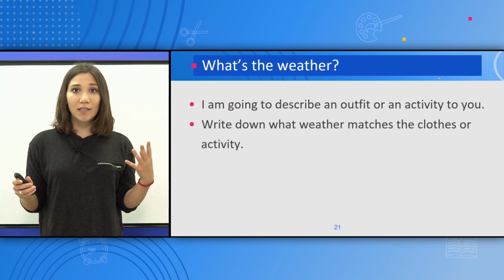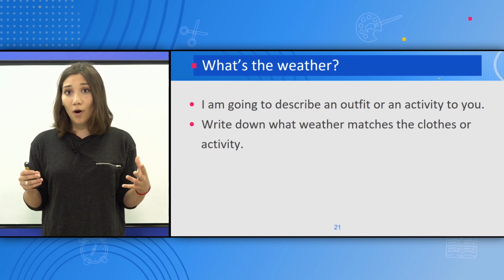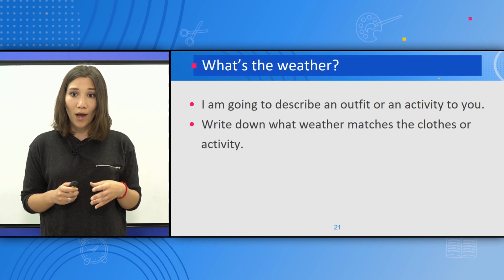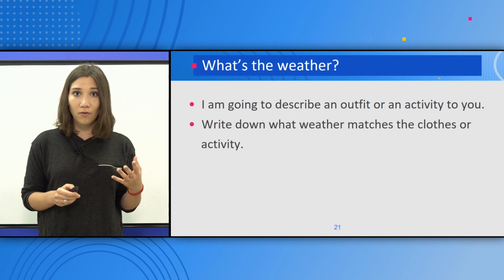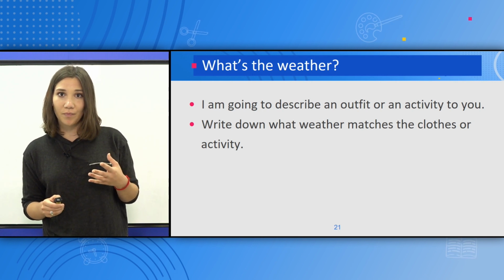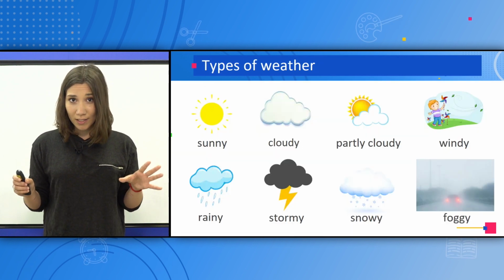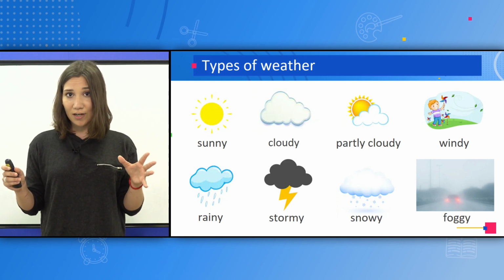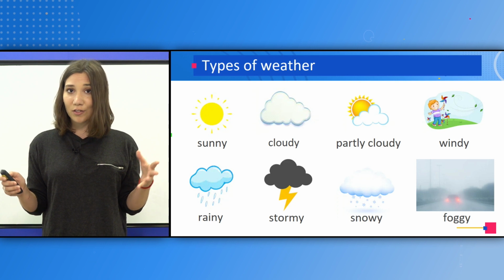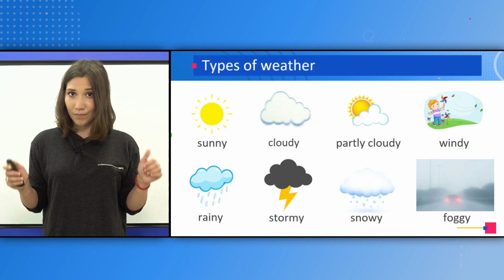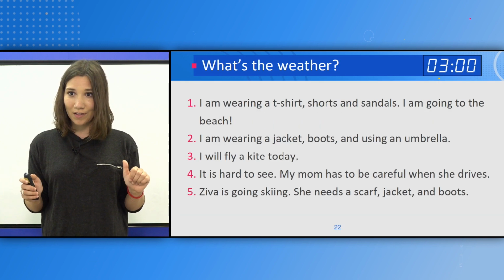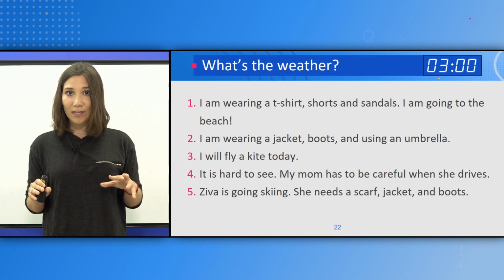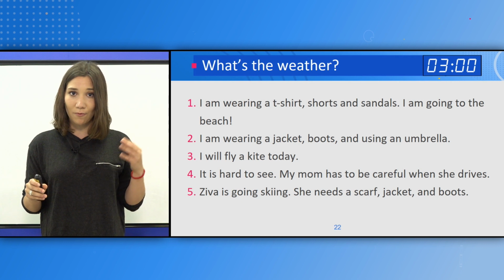Now I am going to describe an outfit or an activity to you, and I want you to write down what weather matches the clothes or the activity. I'll show you this one more time. In case you didn't write them down, go ahead and take a picture of the different types of weather so you don't forget. Got it? Great. So I'll read you the 5 sentences, and then you'll have 3 minutes to write down your different answers.